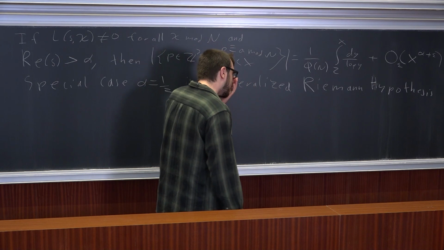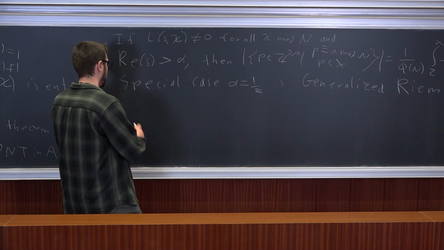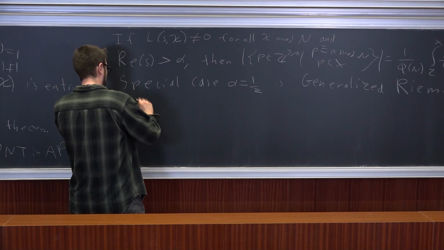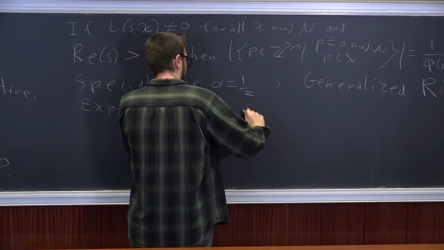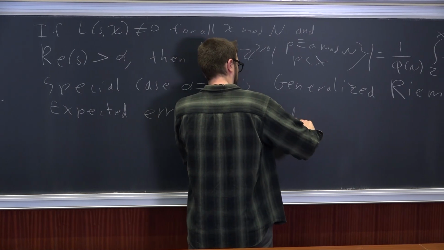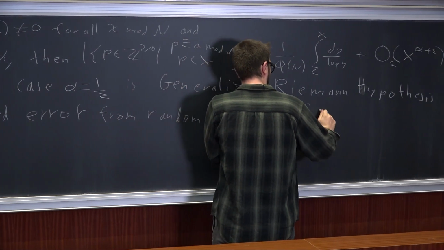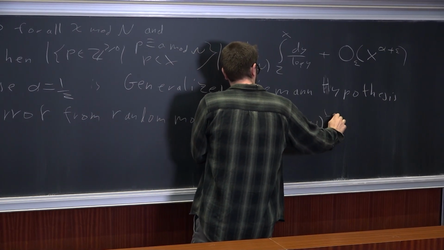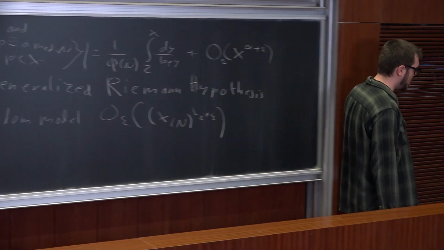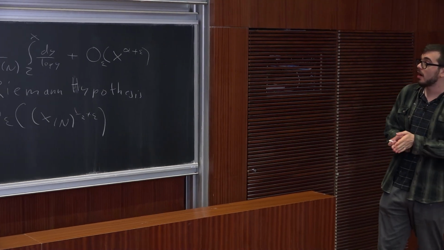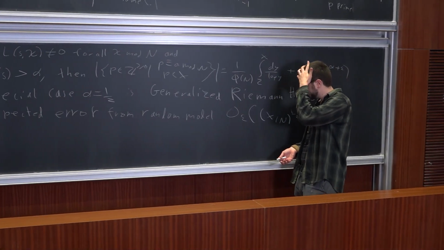Or I guess for primes in progressions, if n is large, I should say it's x over n to the 1/2. So there's kind of an expected error from the random model, which is like maybe O_epsilon of x over n to the 1/2 plus epsilon. So this is kind of the best error we could hope for, because it's very hard to believe that the primes are better distributed than a random set of numbers.